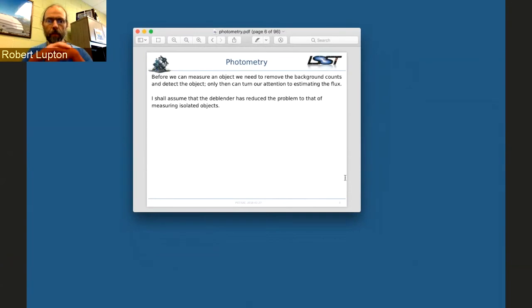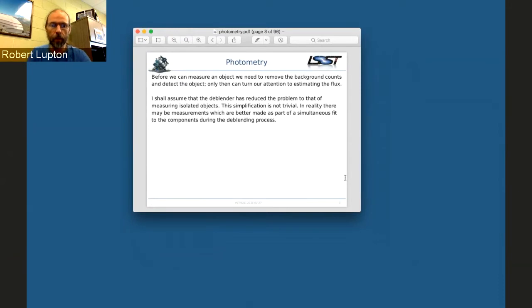I'm going to assume that we've run a deblender. I think Peter Melchior is going to talk to this group about a deblender in a few weeks. It's a fascinating and impossible problem, but I'm not going to talk about it today. So I'm going to assume that we've reduced the problem to measuring isolated objects. That's an extremely bad approximation, but a good deblender gets you close to it. It's not a trivial operation.